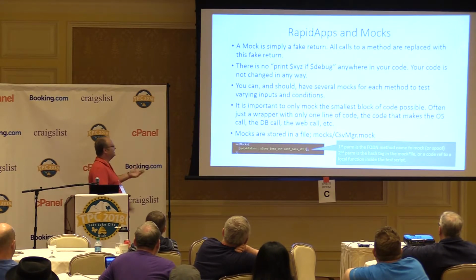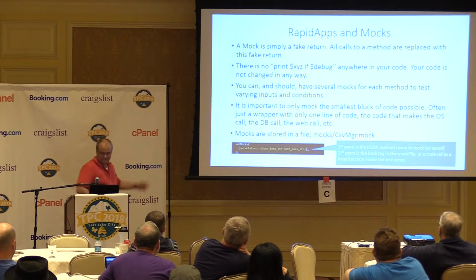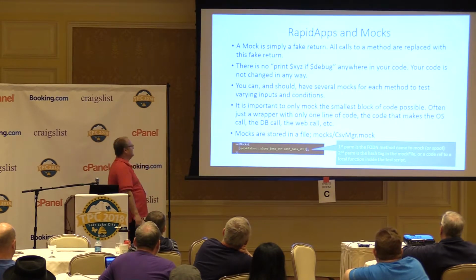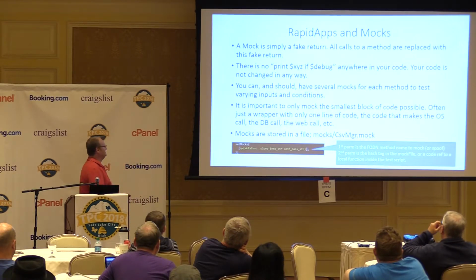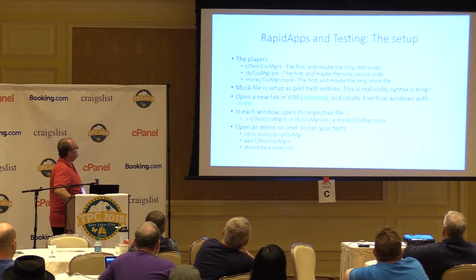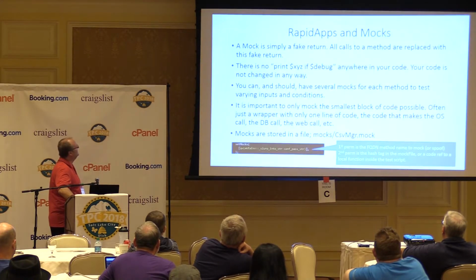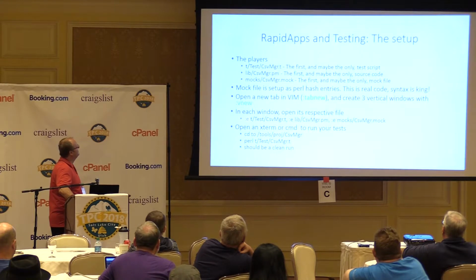Mocks are stored in a file, and again, it's going to be part of that directory structure. The CSV manager mock in this case, and I'll get into that example right next, but the code itself is going to be setting up the mocks with an array of arrays, where we put the fully qualified name as the first parameter, and then whatever the tag is for the mock file. Okay, well, I'm going to go back to this guy here.